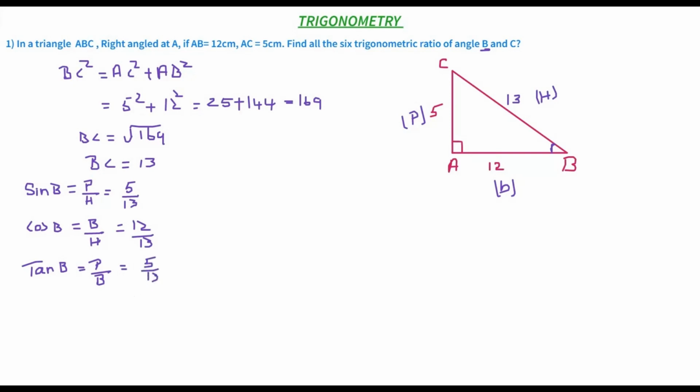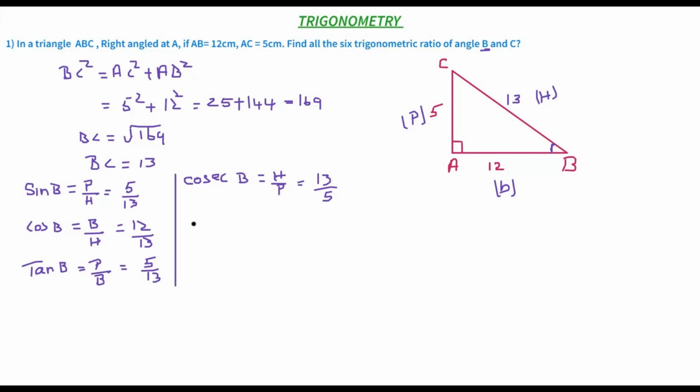Isn't it easy now? Now we have found sine, cos and tan. So what are the other 3 trigonometrical ratios? They are cosec, sec and cot. Let us do that here. The opposite of sine is cosec. So cosec B is the reverse of sine. Here we will have hypotenuse by perpendicular, which is just the reverse of that. You can directly write it as 13 by 5.